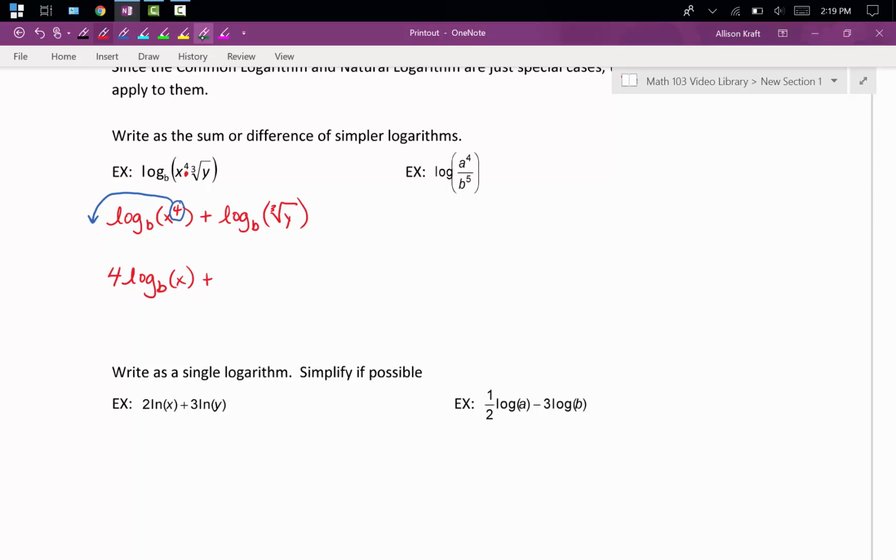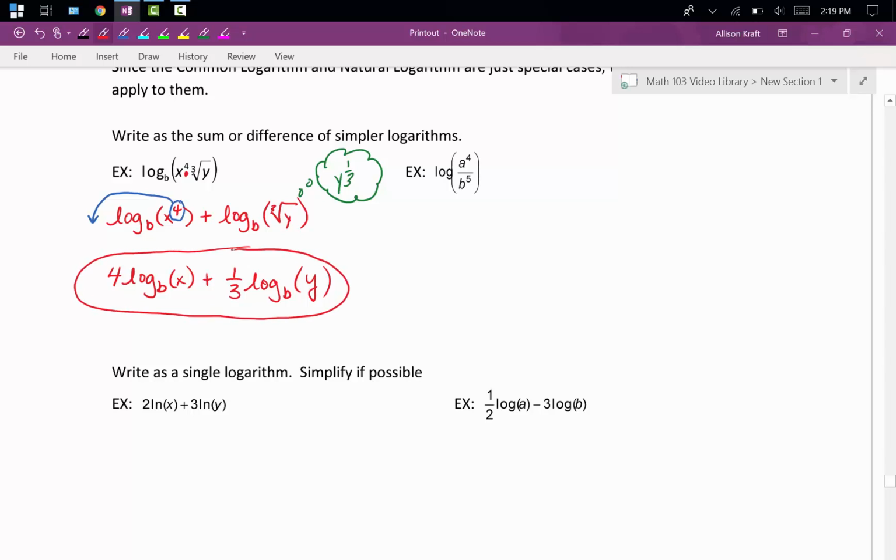Addressing the second log that we have, right now I don't see an exponent, but remember that the cube root of y is the same as y to the 1/3. So we can take that 1/3, put it as a coefficient. We get a final answer of 4 log base b of x plus 1/3 log base b of y.